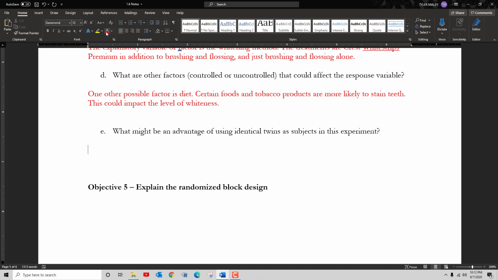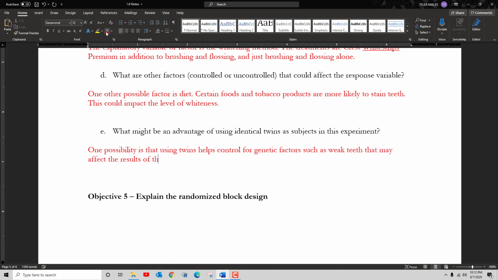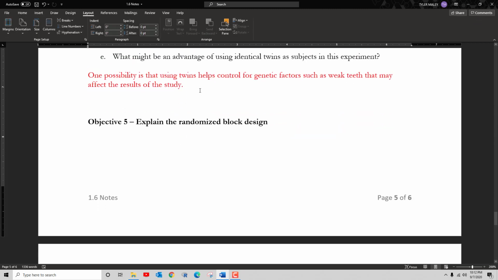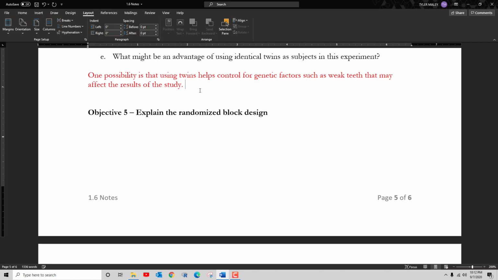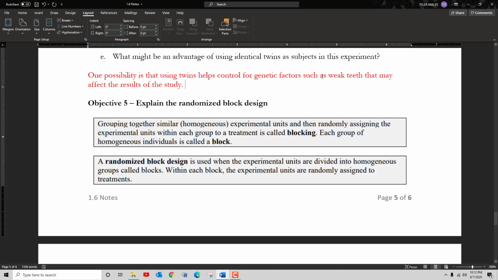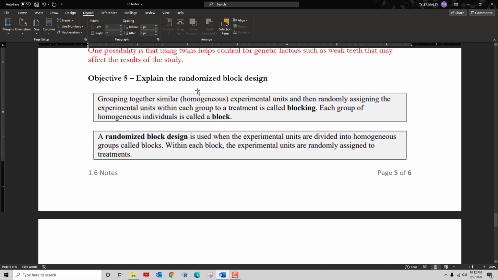So what's an advantage of using identical twins in the experiment, right? So one possibility is that using twins helps control for genetic factors such as weak teeth that may affect the results of the study, right? So the idea is if we use twins, they're going to have similar genetic factors that won't impact the study, right? So like if you have weak teeth, that's going to impact how things affect your teeth, right?